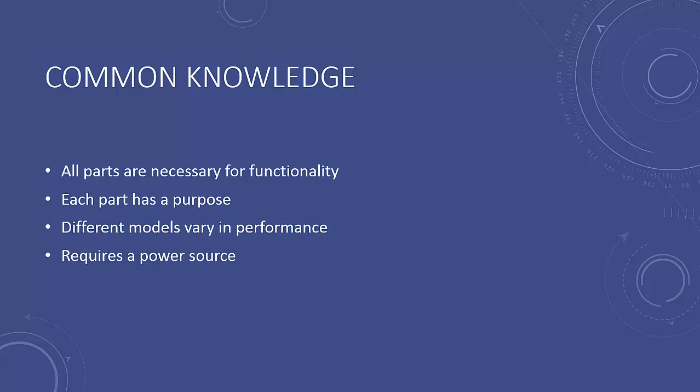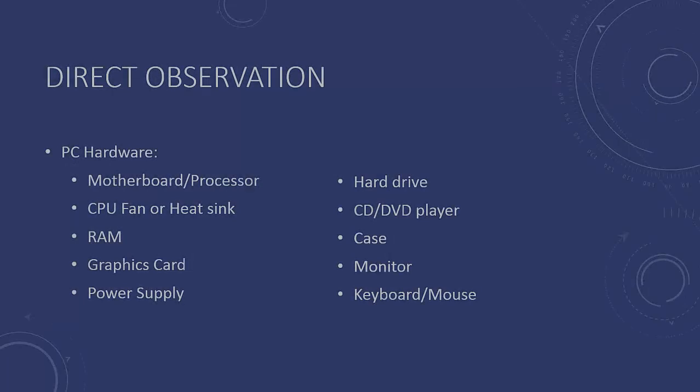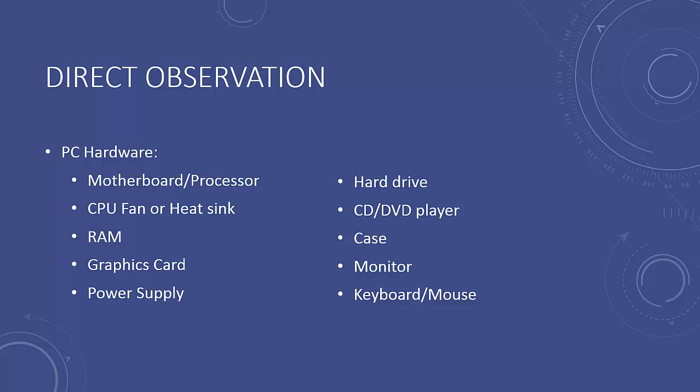So another aspect that is commonly known is that the computer will not function on its own. It requires a power source, like an outlet or socket in the wall. And these are general things that people know without taking any courses or anything like that. It's common knowledge. Now, direct observation allows us to analyze each piece that is located inside the machine.